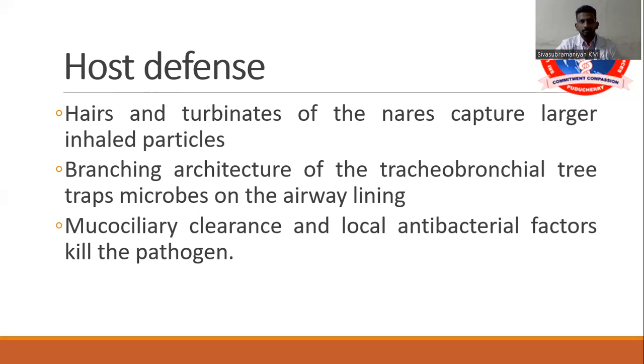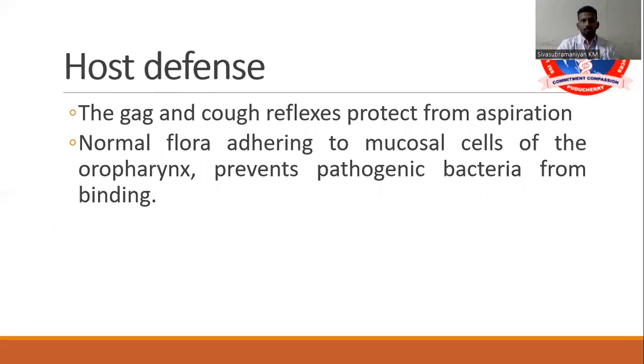So the hairs and the turbinates of the nares can capture the larger inhaled particles. And the branching architecture of the tracheobronchial tree will trap the microbes on the airway lining. And then you have the mucociliary clearance, the IgA immunity, and the local antibacterial factors that kill the pathogen along the respiratory tract. You also have the gag and the cough reflex that protect from aspiration. And you also have the normal flora that adhere to the mucosal cells of the oropharynx that prevent pathogenic bacteria from binding.